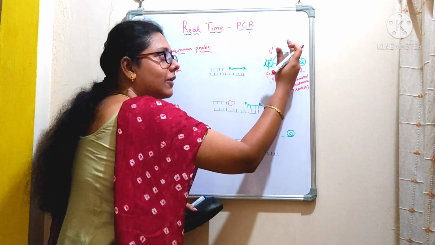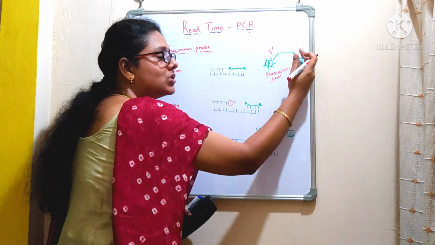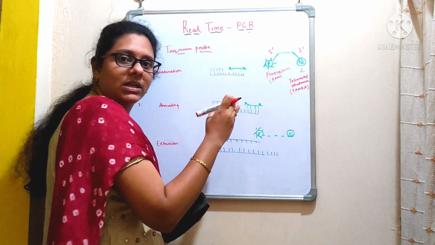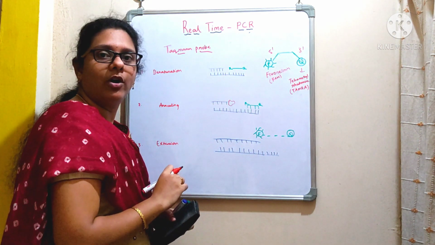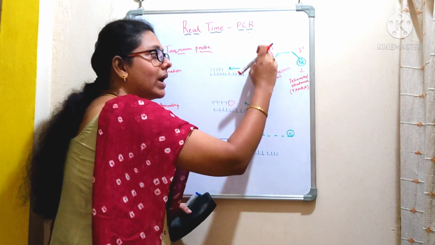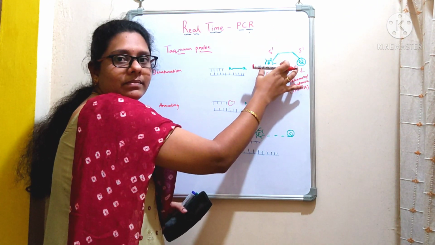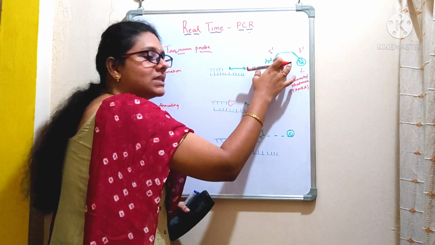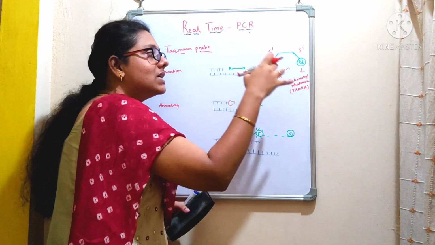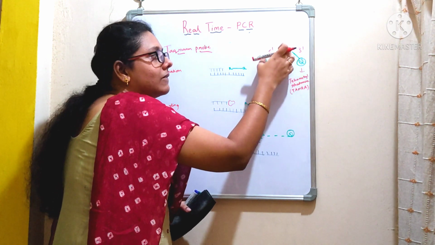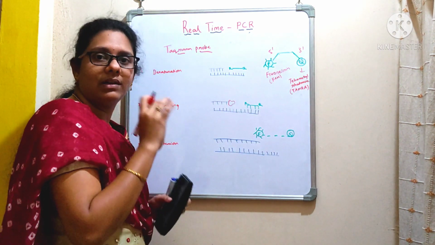If they are left apart, that means if the quencher is separated from the fluorescent, then it can no longer inhibit the activity of the fluorescent. It is going to emit the light. So the activity of the fluorescent here is to emit the light, but that activity is inhibited by the quencher when they are in close proximity with each other.